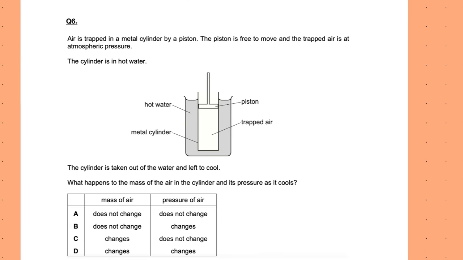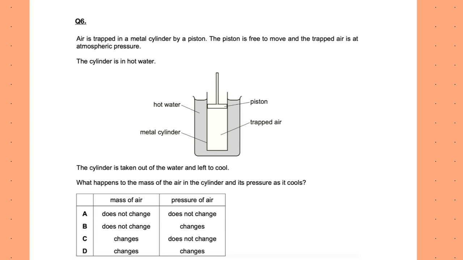Question number 6. This is actually a bit more technical than it looks. Air is trapped in a metal cylinder by a piston. The piston is free to move. So this means that the volume can change. And the trapped air is at atmospheric pressure. The cylinder is in hot water. The cylinder is taken out of the water and left to cool. What happens to the mass of air in the cylinder and its pressure as it cools?